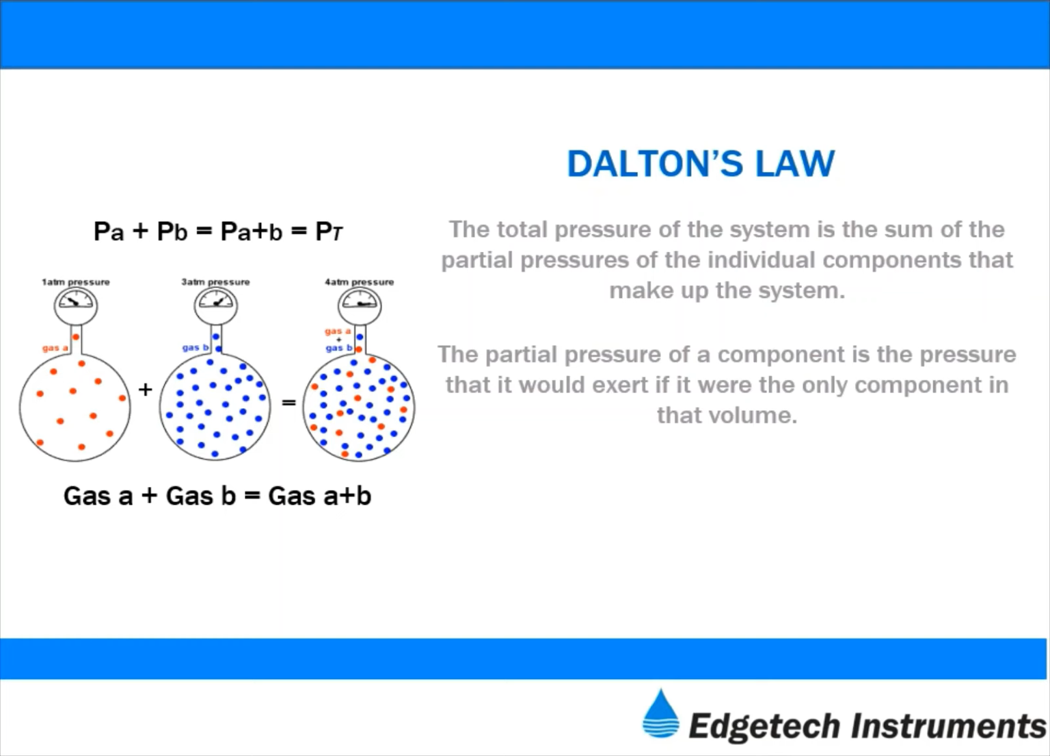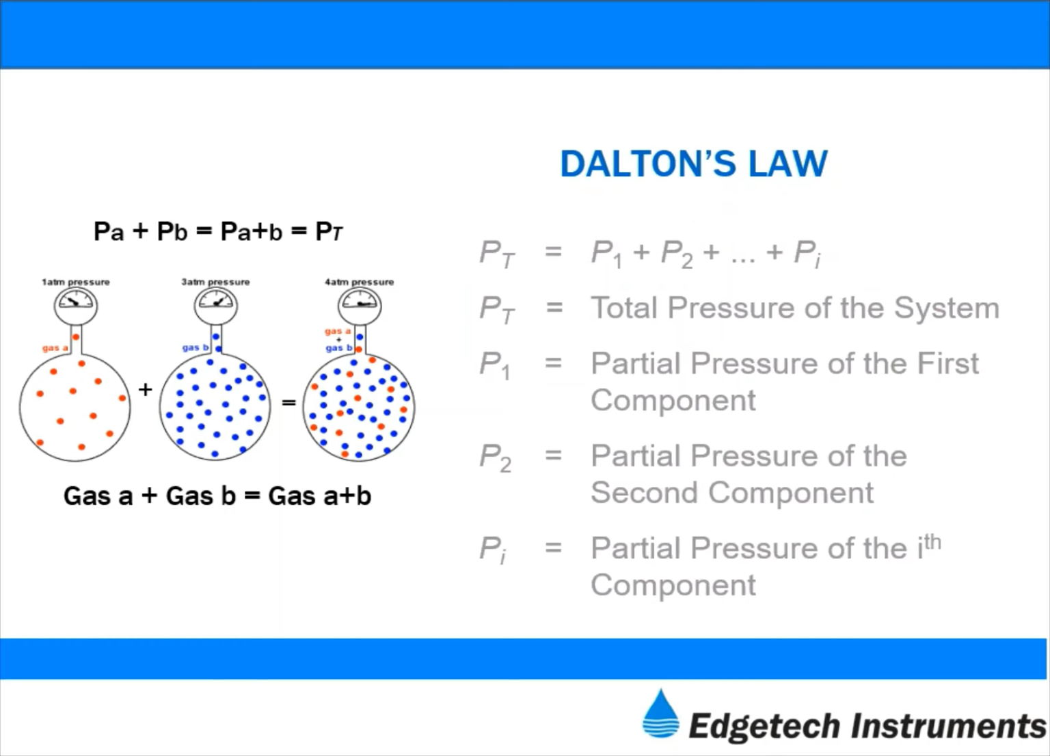So basically Dalton's law says that the total pressure of a system is the sum of all the partial pressures for each component within the system. So mathematically, PT equals P1 plus P2 plus P3 all the way out to the ith component, if you will, so all the way out for all the components.